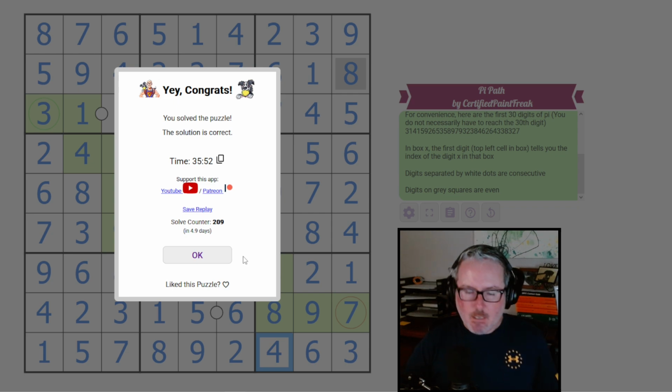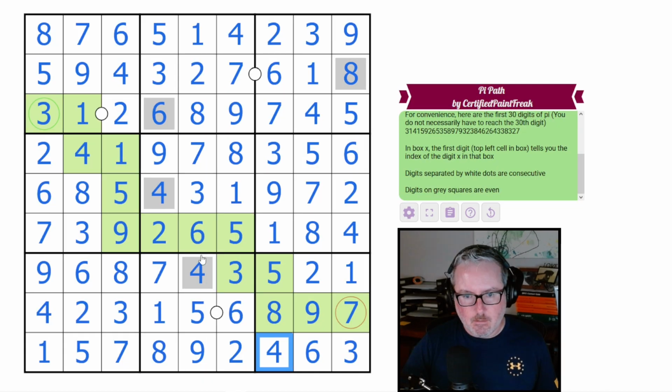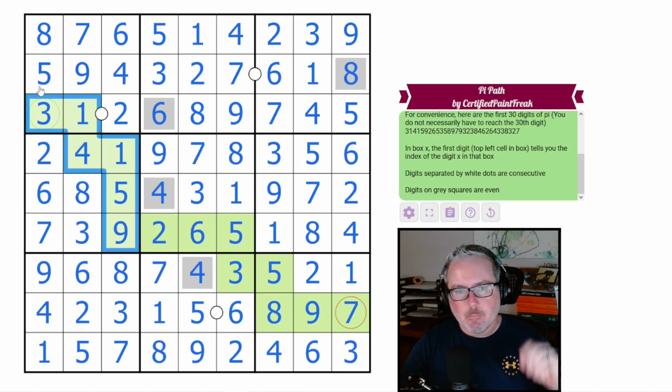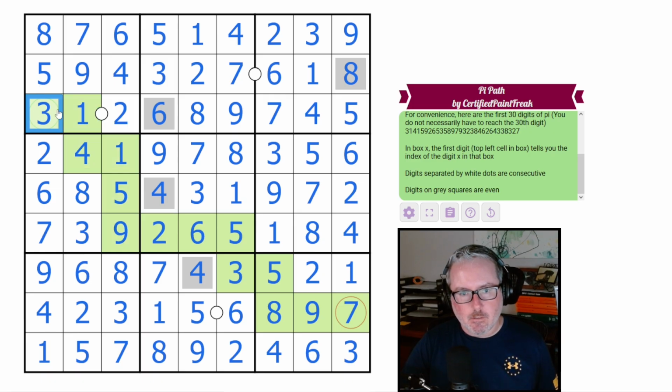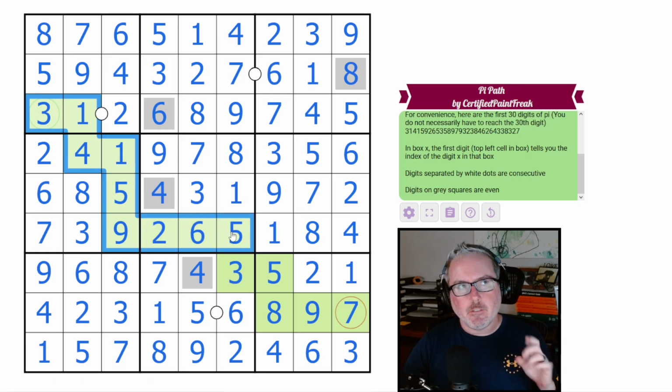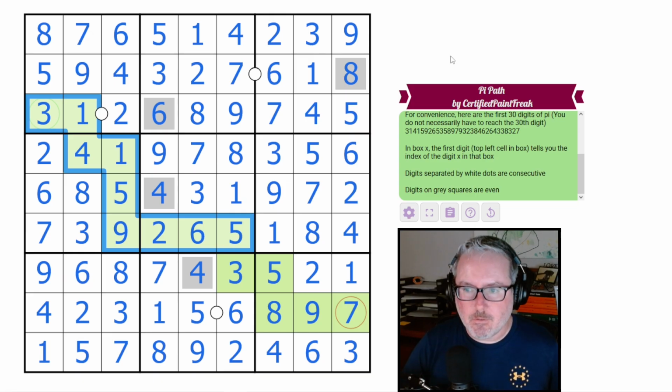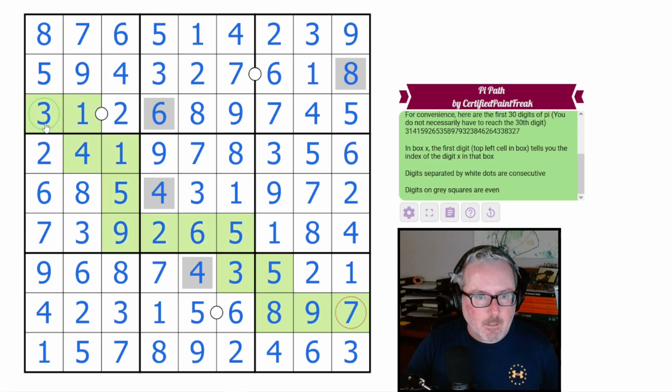Solution is correct. Took a little while to get through the intro on that one. For some reason, I just was not seeing it very well. But once we started thinking about going beyond just a couple of digits, we could really start to pare back the paths that could get through. So I did enjoy that puzzle.